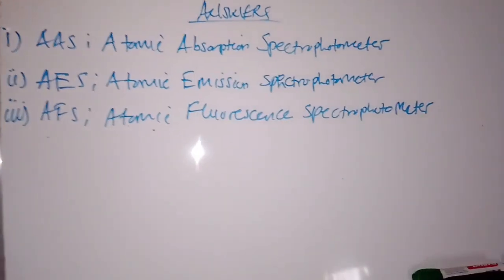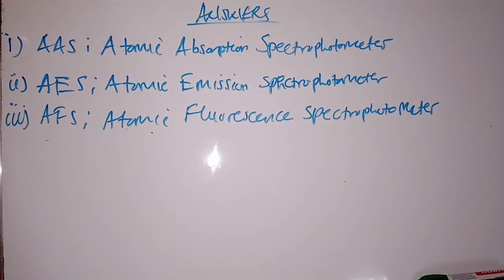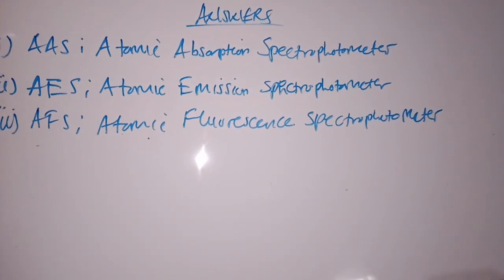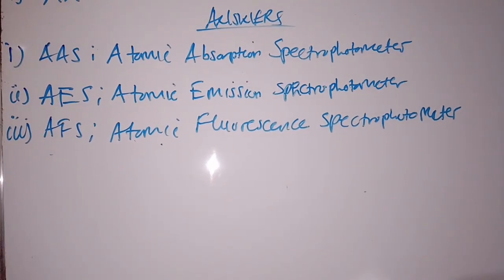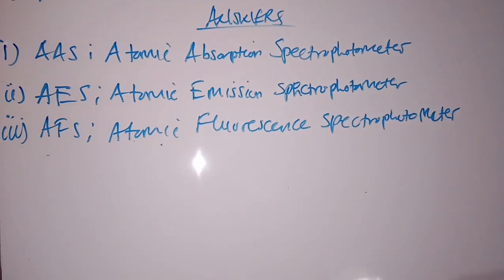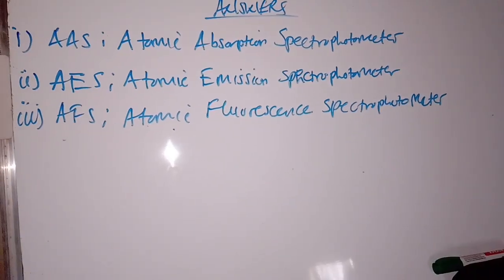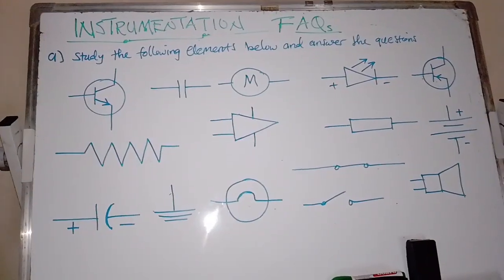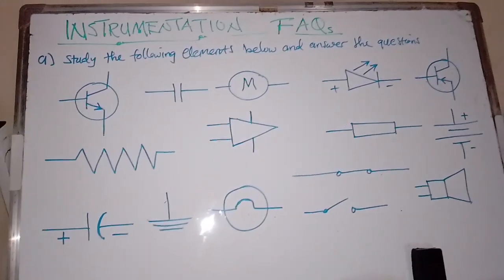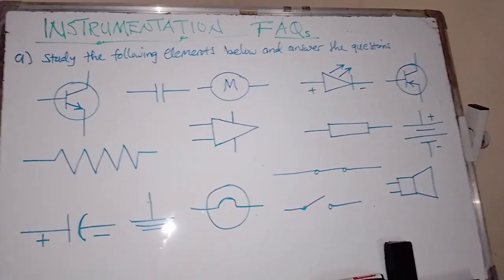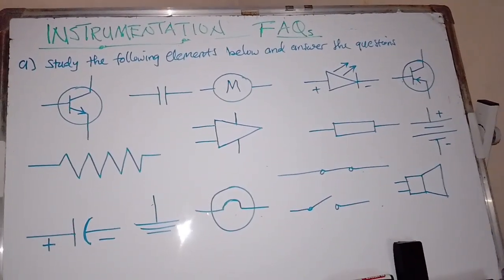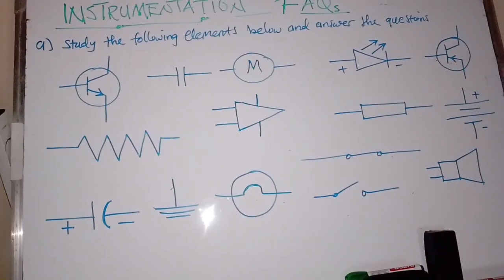Okay, so the only task you are going to do is just to try to know what the following does. These are the laboratory machines for different purposes. Okay, similar but different purposes. So this is what we have. These are the electronic symbols. Okay, so these elements are all electronic components.